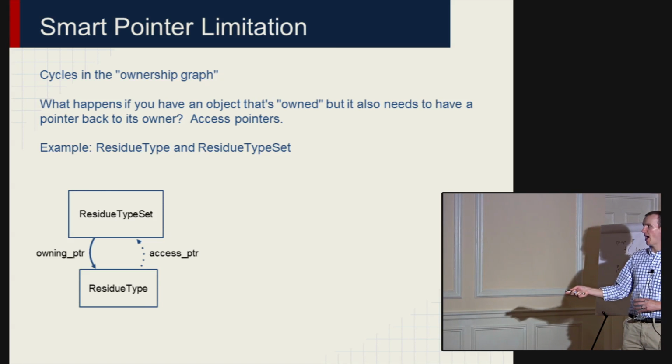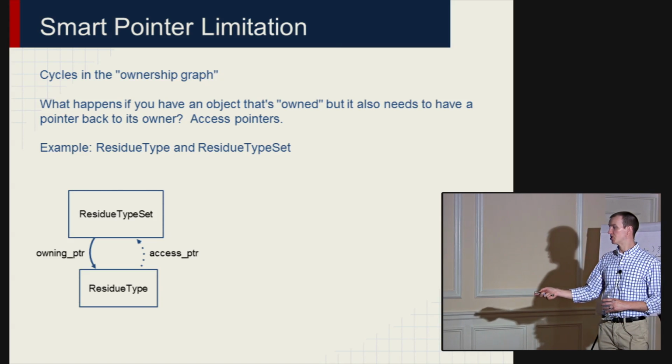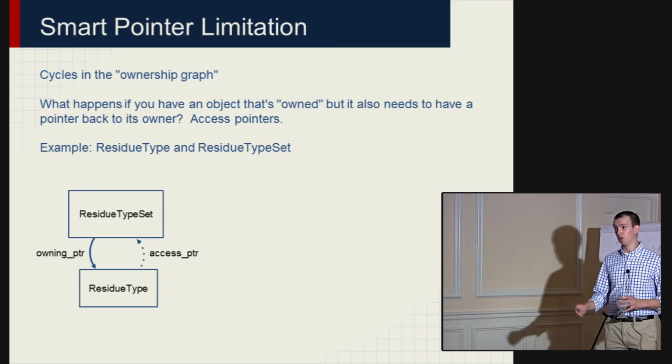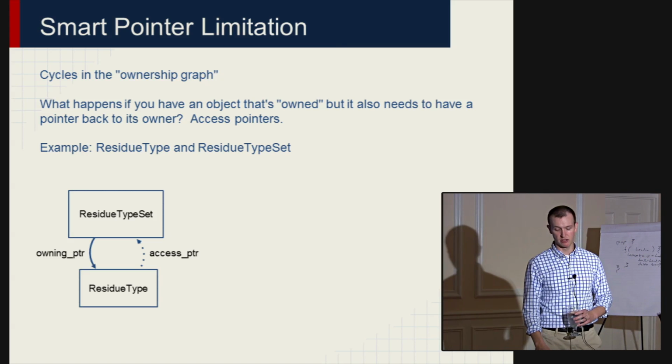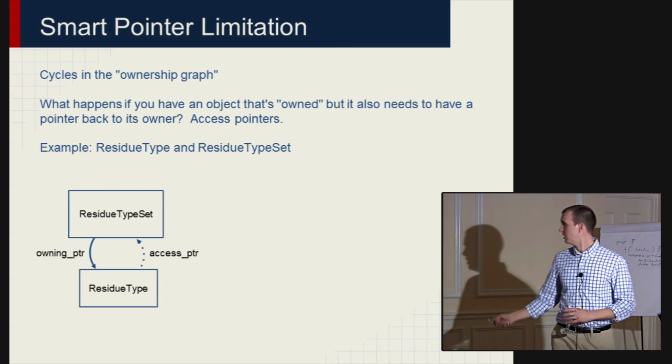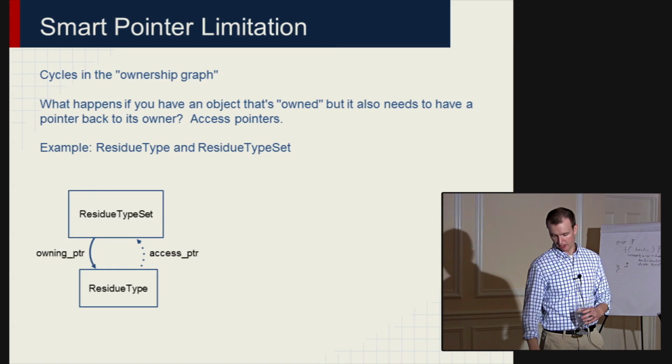And if this back pointer were an owning pointer, then you would have cycles in your ownership graph. Access pointers, on the other hand, are these special pointers. They're basically raw pointers, but they don't increment or decrement the reference count that an object holds. And so the residue type doesn't own the residue type set. It simply points at it.